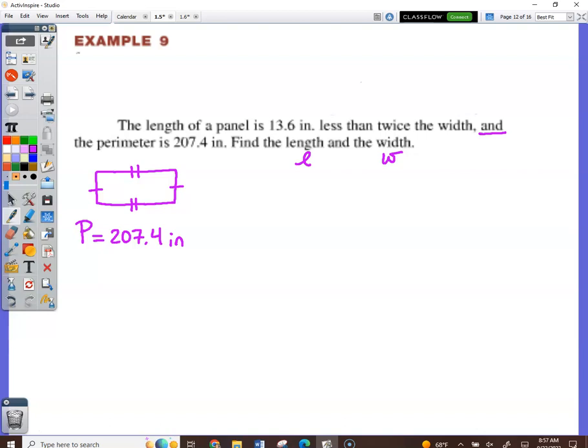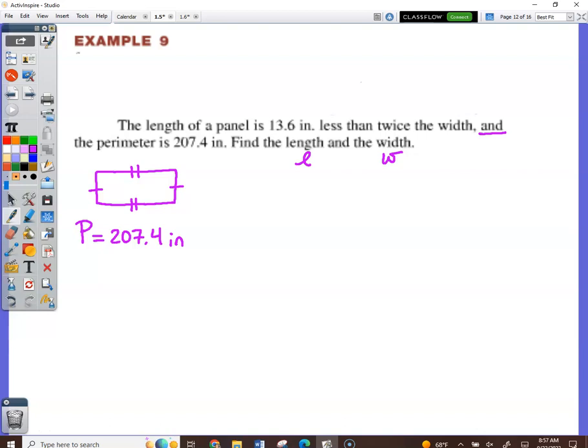What is perimeter? It's the distance going around the shape, right? What shape do we have? Rectangle. And how many sides are there? 4. And you've already said that there are 2 equal lengths and 2 equal widths.